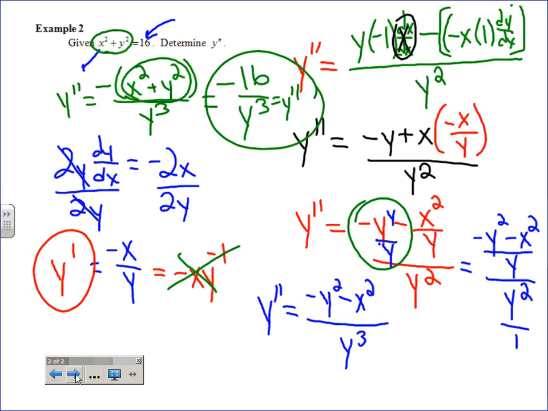I will not give you any that are much harder than that. Because, of course, if we had done this one explicitly, we would have been done a long time ago. But I want you to work on your implicit.